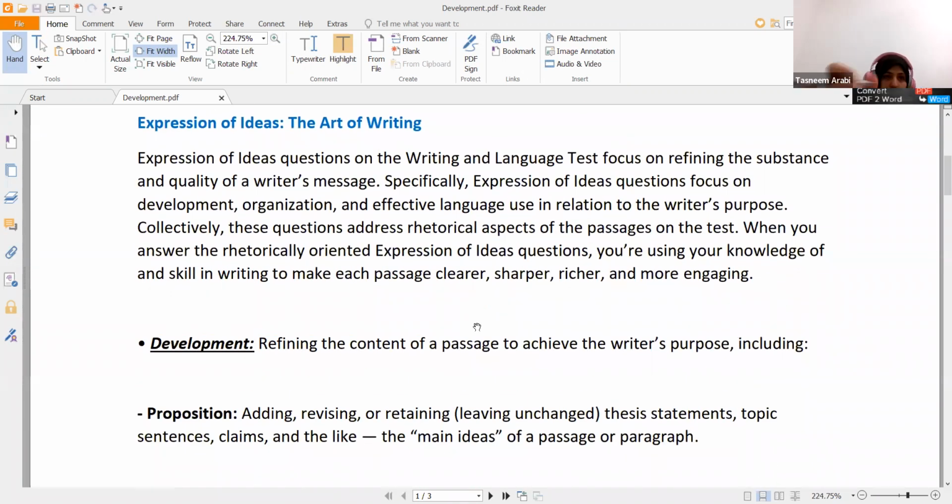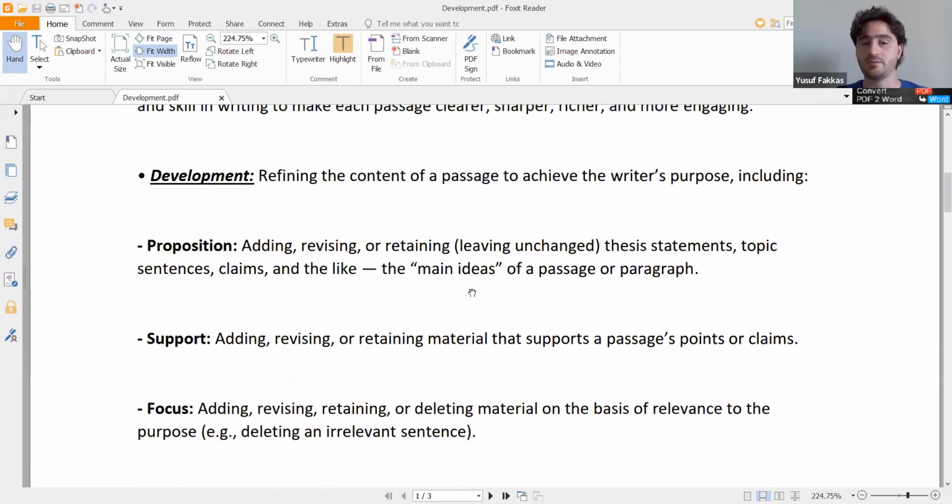Now, okay, so what are they going to ask us about when it comes to development? What are the things that they will test us on? First of all, they will ask us about proposition. The word proposition means the main idea. As we mentioned, we have 2 types of main ideas. The main idea of the whole passage is the thesis statement, and the main idea of one paragraph is called the topic sentence.